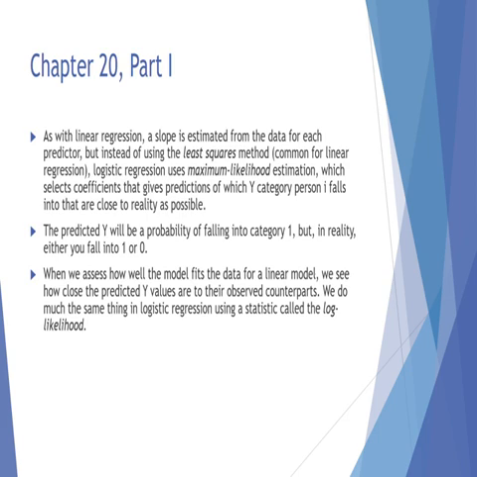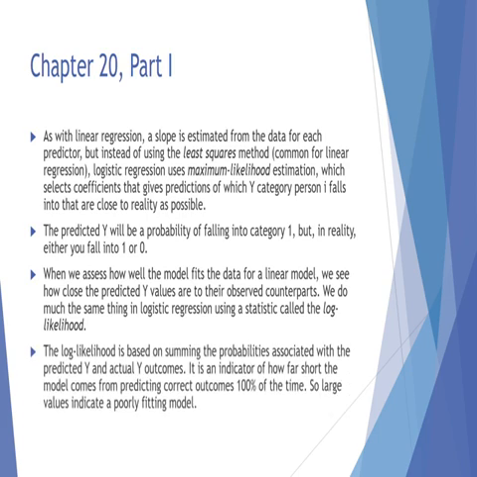Let me hold on to that and we'll continue on here. I'll talk about this a little bit more. So the log likelihood is based on summing the probabilities associated with the predicted Y and the actual Y outcome. So it's the difference between what we predict and what we actually see in people in our sample. It's an indicator of how far short the model comes from predicting correct outcomes 100% of the time. So it's an indicator of the error in our model, the misprediction, the lack of accurate prediction in our model. So large values of log likelihood indicate a poorly fitting model.